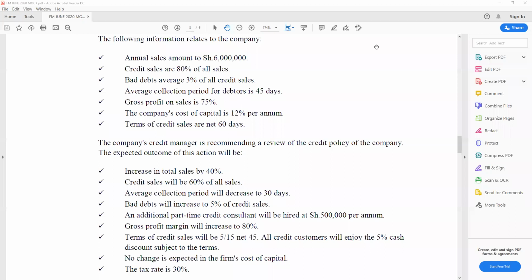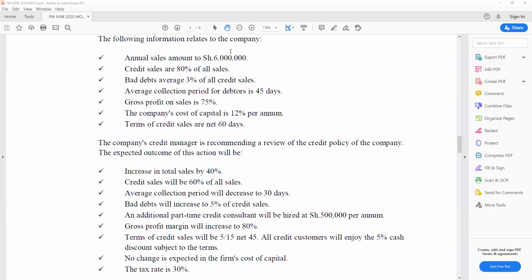Okay, I suppose that you have gone through the question, or rather you did the question in the mock. So let's see how we were supposed to have done that question. Now here the company wants to make some changes towards their credit policy. If they implement those changes, you'll be told that sales of the company will increase by 40%.